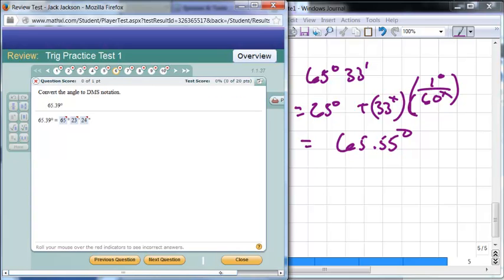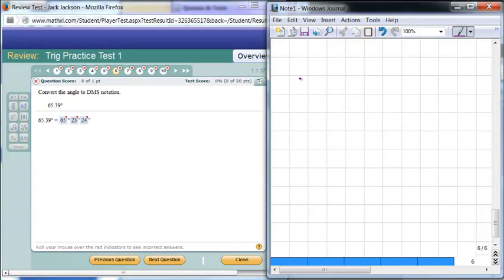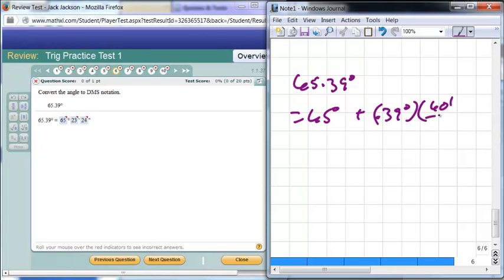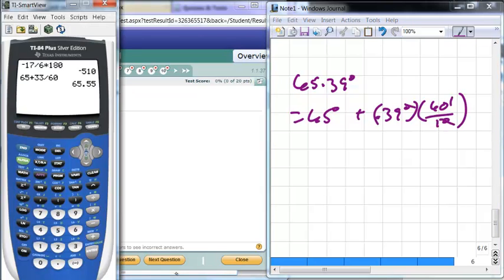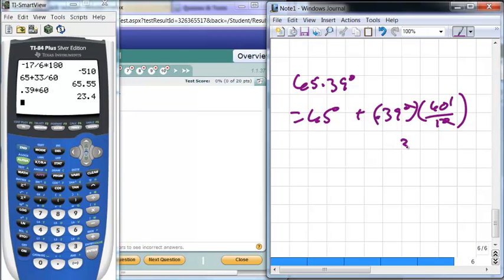Next question, convert the other way, degrees to degrees, minutes, seconds. 65.39 degrees. Okay, so that's 65 degrees plus 0.39 degrees. 0.39 degrees I can multiply by 60 minutes for 1 degree. The degrees cancel and I'll be in minutes. So let me do that part. 0.39 times 60. Use a calculator. I could have done it by hand, I guess, but you should use a calculator. 23.4 minutes plus the 65 degrees.